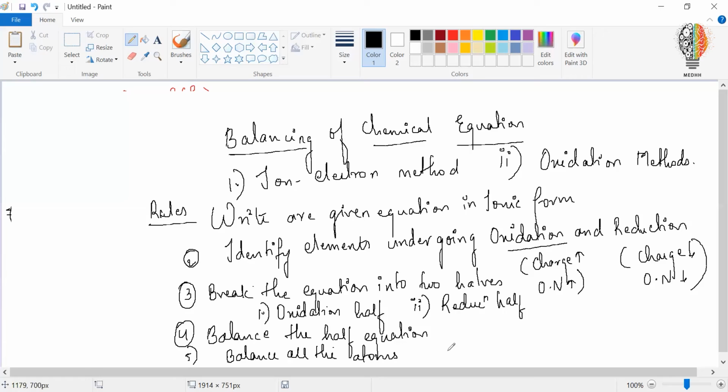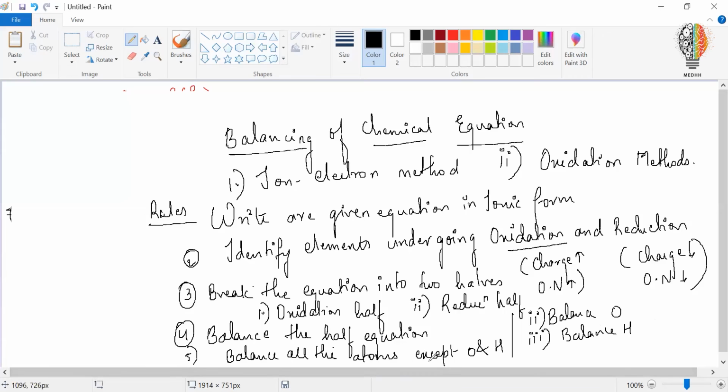Balance all the atoms except oxygen and hydrogen. Then finally, you have to balance oxygen first, and then balance hydrogen. Please follow the sequence. First you are going to balance oxygen and then balance hydrogen.